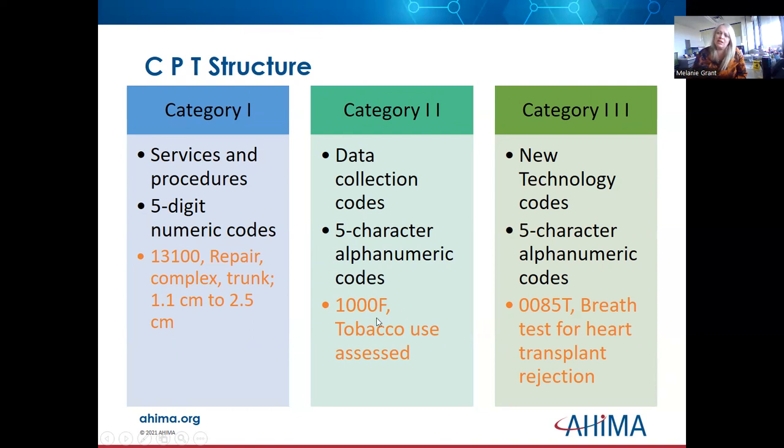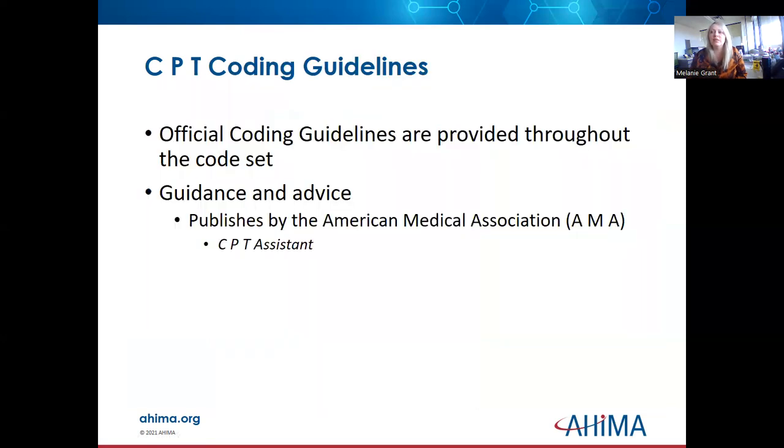And you can see some examples here, like tobacco use was assessed. That's really just kind of a data information, while breath test for a heart transplant rejection is an actual procedure. It's information that we're hoping to get through use of this code, enough information and data collected so that it can not only be considered for payment, but also considered as a normal new procedure that is being done. Of course, the guidelines are going to be released by the AMA, and this is going to be done each year in October with the new code sets.